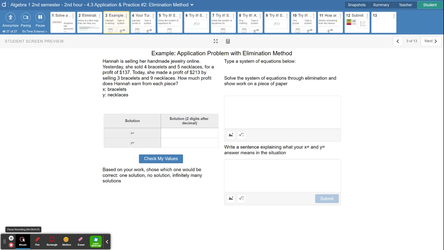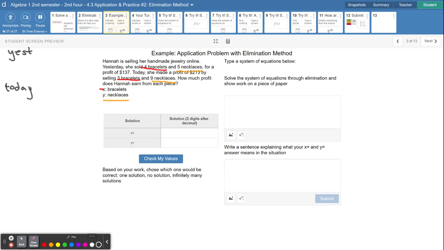Well, I gave you a hint that your x's are talking about bracelets. So wherever your x is, that is going to be your bracelets. And then your y is your necklaces. And then the total is going to be just that. It's going to be your equal sign. Now, it's our job to make 2 equations. So we have a yesterday equation and we have a today equation.